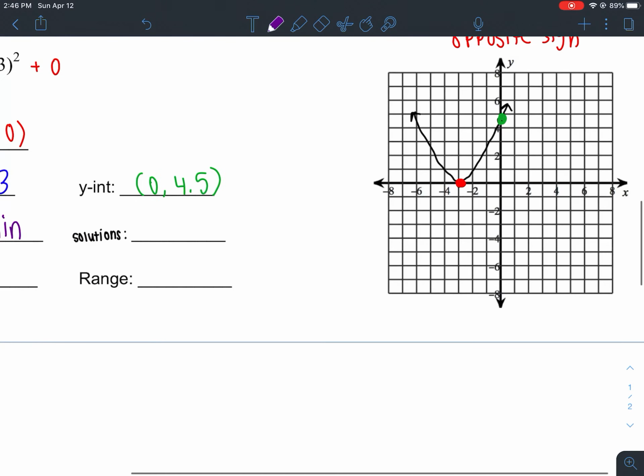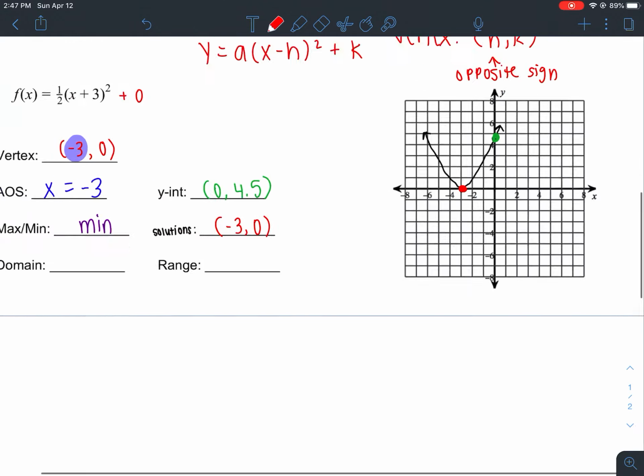The next thing it asks us for is solutions. Remember, solutions is another word for an x-intercept. Here I only have one x-intercept, and that intercept is actually the vertex. So the x-intercept here would be -3, 0. There's only one x-intercept. You can have 0 x-intercepts, 1 x-intercept, or 2 x-intercepts. So in the last video, we had 2 x-intercepts.